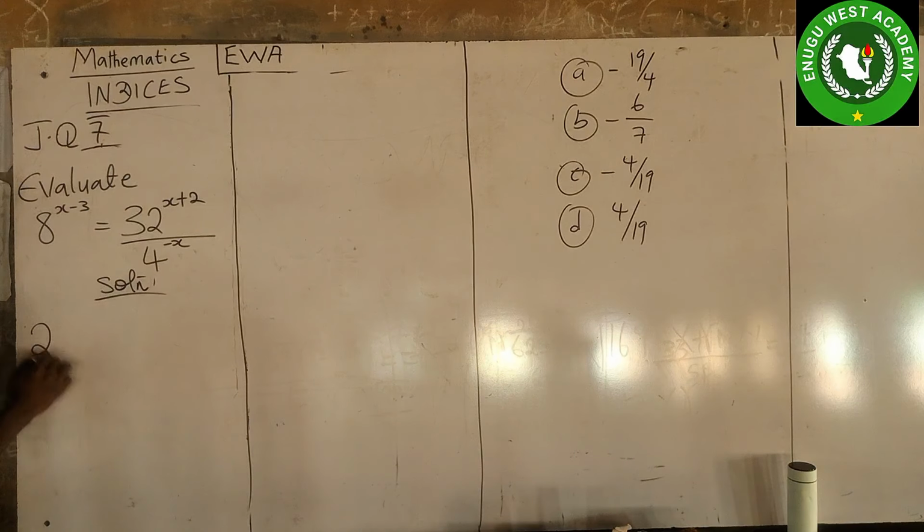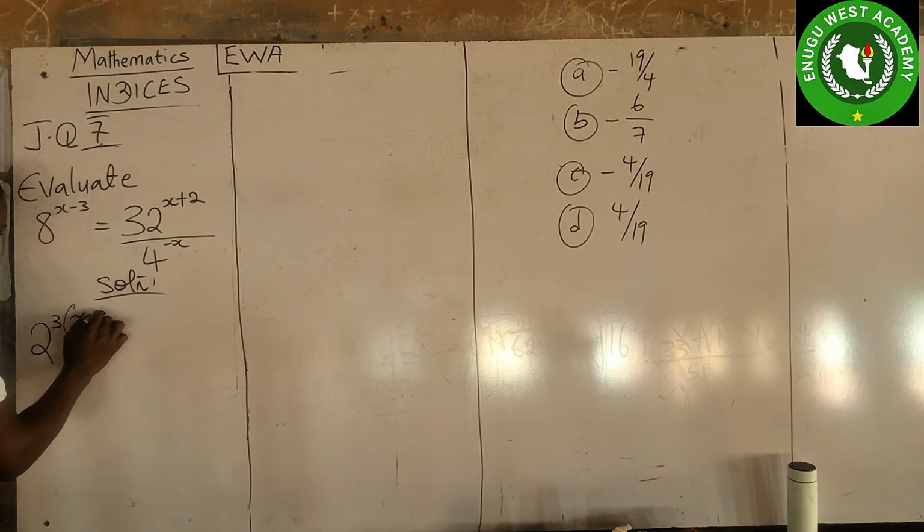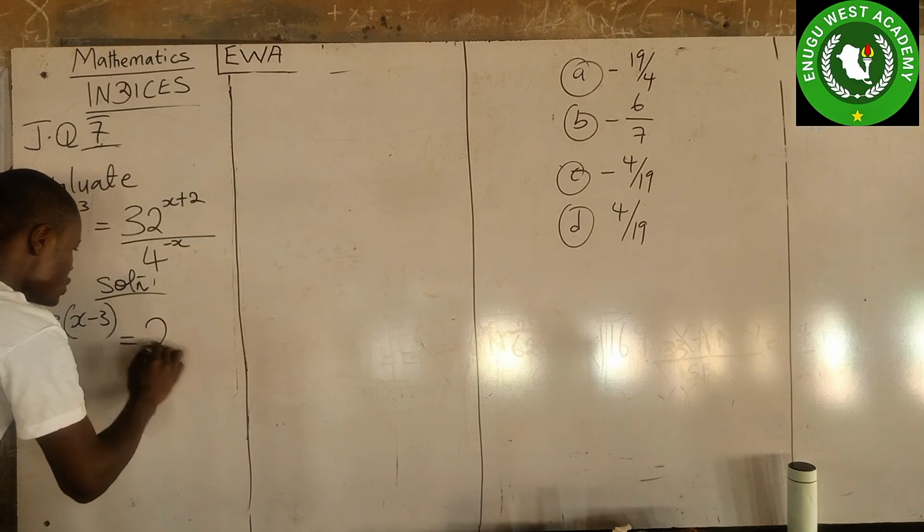We're going to have 2 raised to power 3, which will give us 8. Then you put bracket x minus 3. Hope you are following. 2 raised to power 3 is what gives us 8. Then we have x minus 3, which will be equal to, here is 2 raised to power 5.